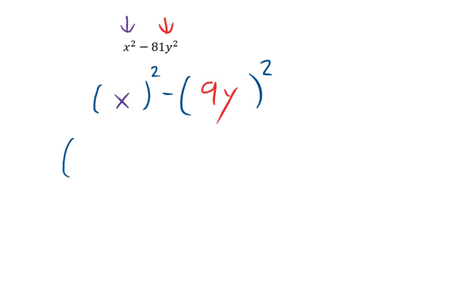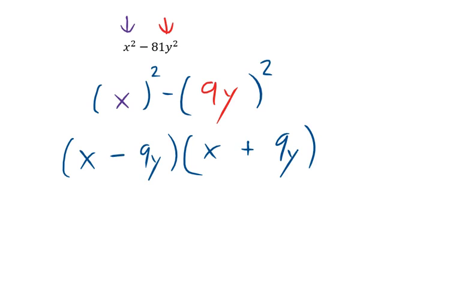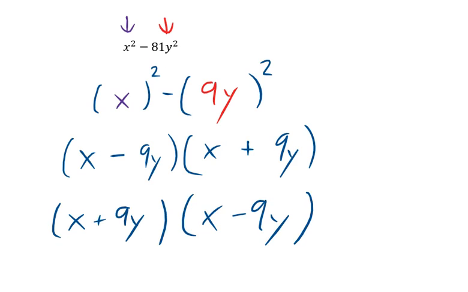So overall, this problem factors into (x, 9y)(x, 9y), where one of them is x minus 9y, and one of them is x plus 9y. You can write it in either order. This, what I'm writing now, is also correct.